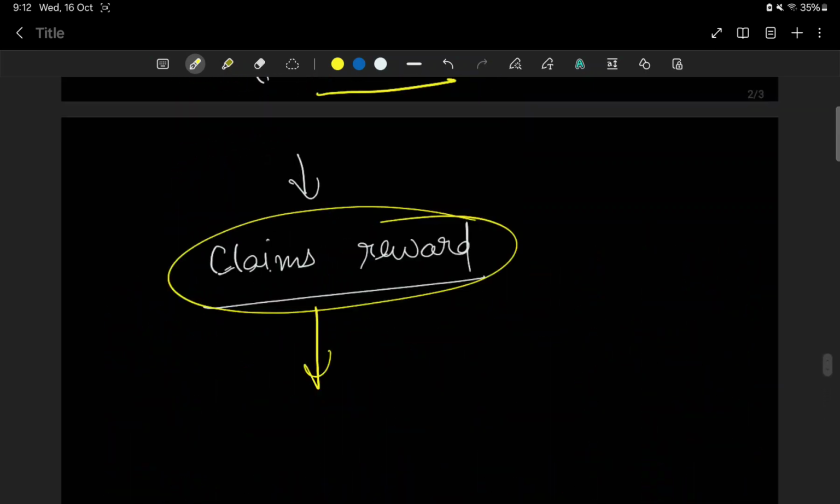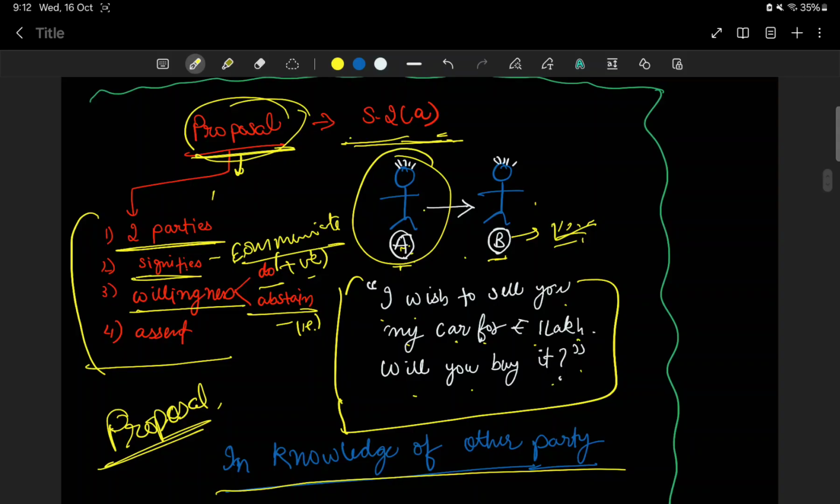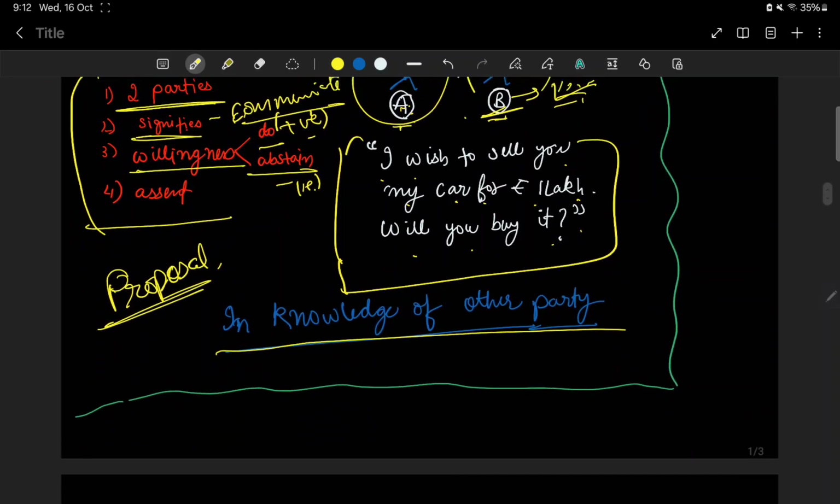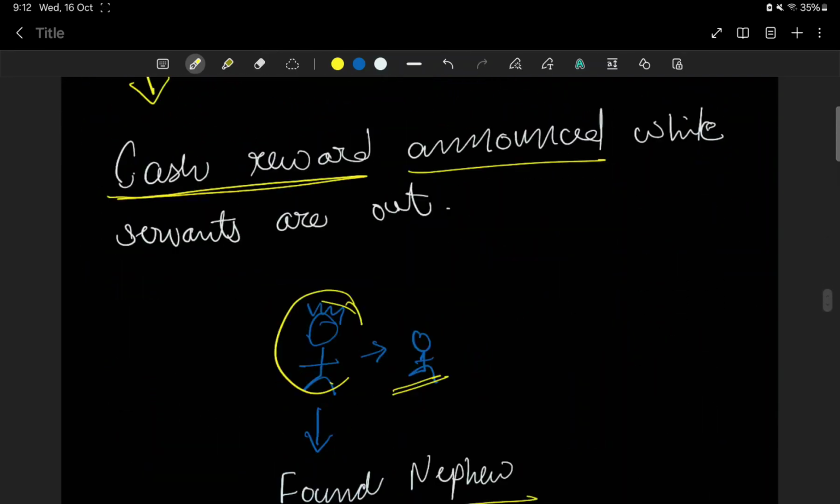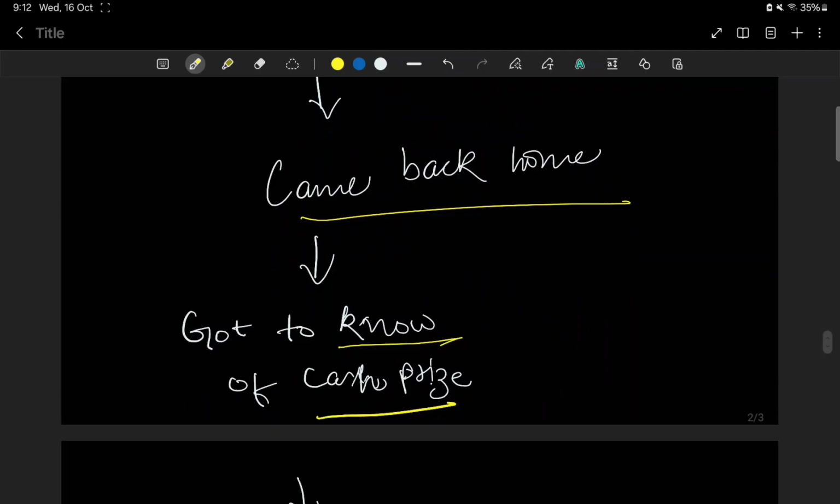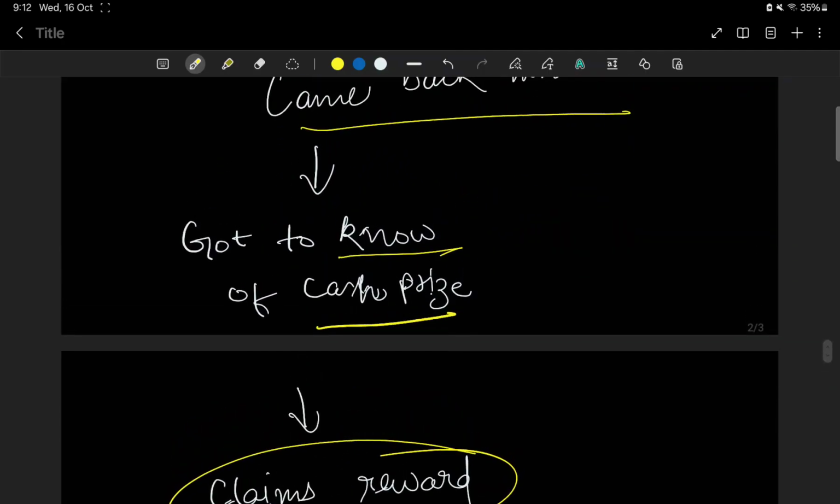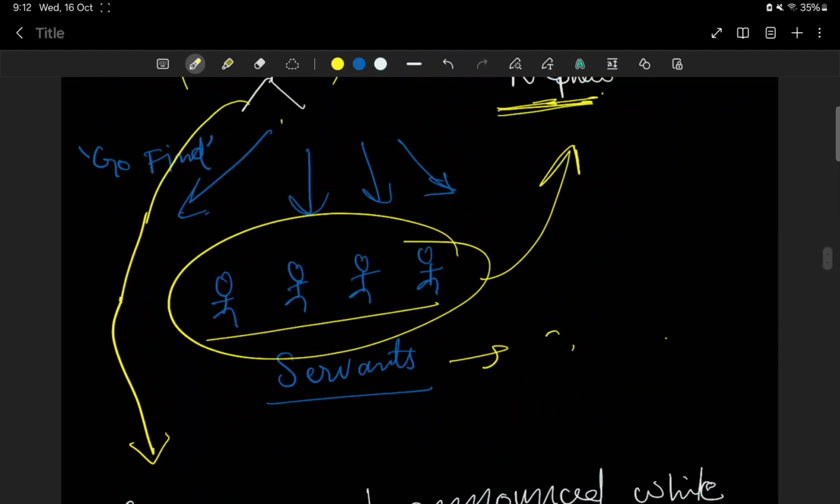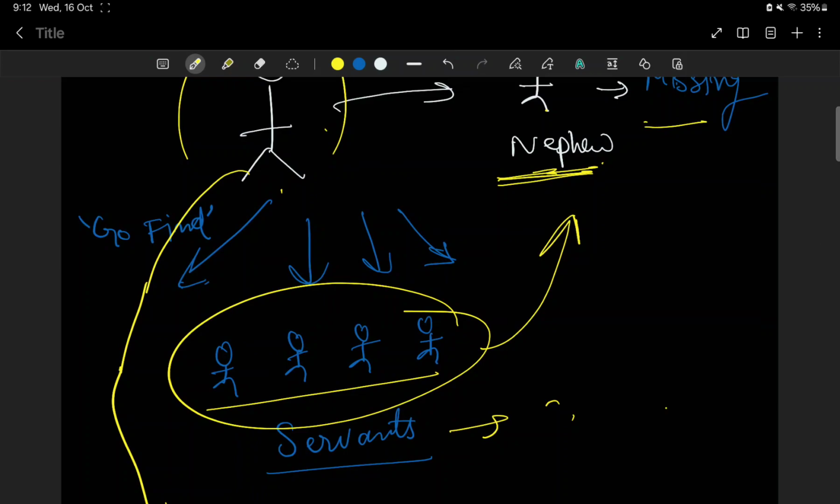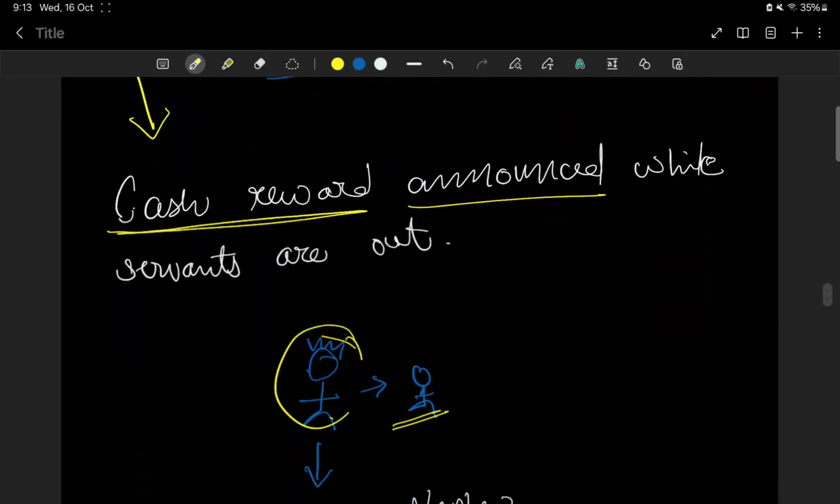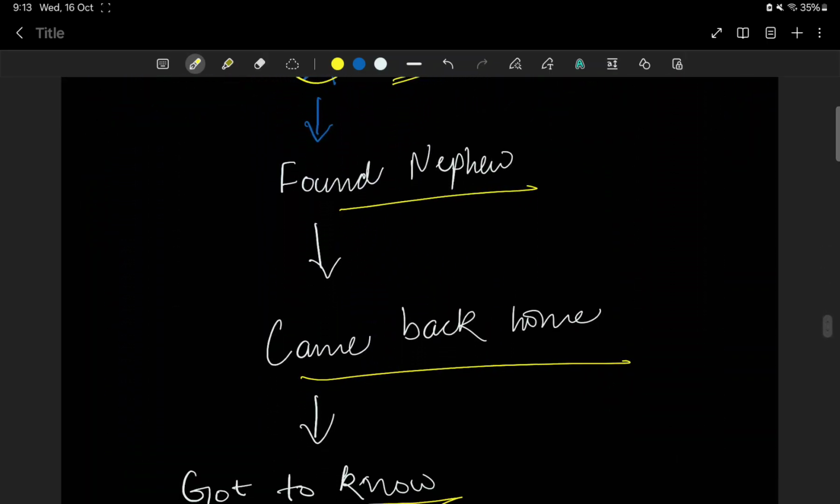See, as we have already read कि एक valid proposal के लिए it must be in the knowledge of the person to whom it is made। ठीक है, अगर वो उसकी नॉलेज में नहीं था, he cannot accept the proposal, right. तो यहाँ पे क्या हुआ है, सर्वेंट्स की नॉलेज में ये जो ऑफ़र था ये था ही नहीं. They did not know about the offer. When they went to search for the nephew, they were unaware of any such offer. They went to search for the nephew only by virtue of their duty. ठीक है, तो उनको जब ये ऑफ़र के बारे में पता ही नहीं था, they could not have accepted it.